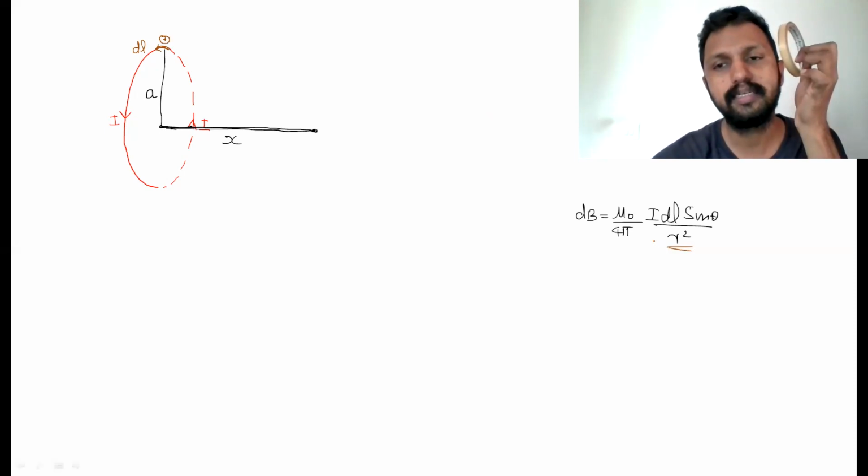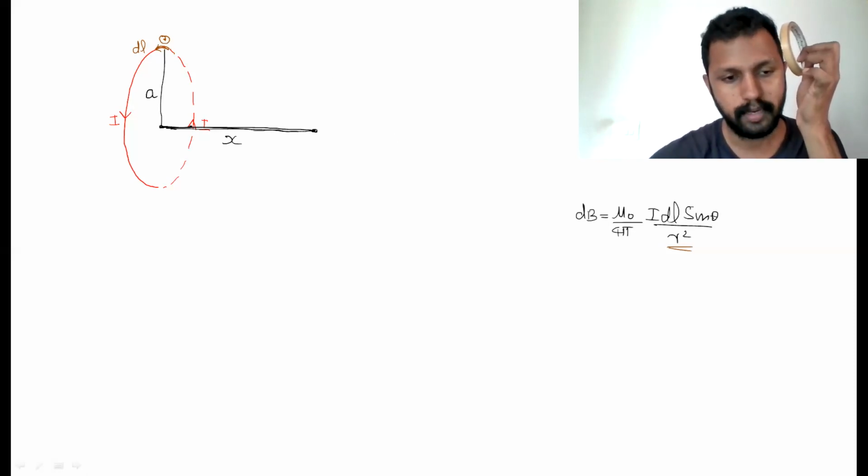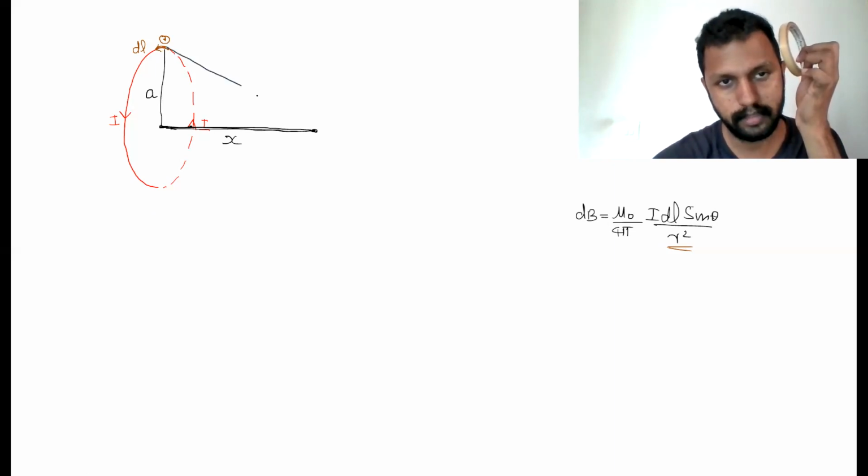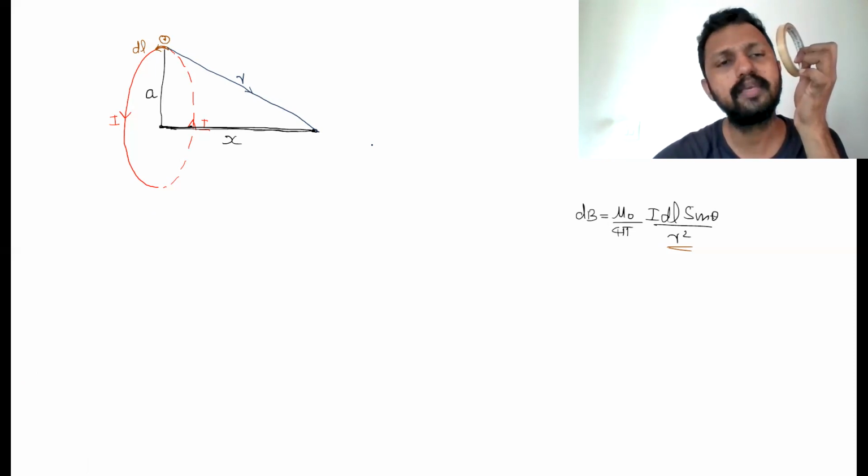Then what is r? r is the distance from dl to the point where the magnetic field intensity is to be measured. Therefore, let's mark r over here. Let me use blue color. This is our r, the distance from dl to the point where the magnetic field intensity is to be measured. Therefore, give me the angle between dl and r.